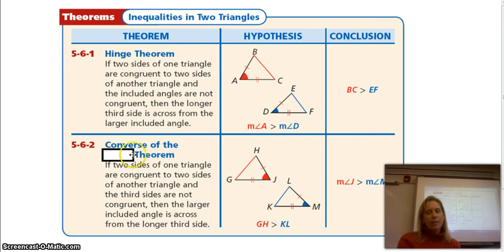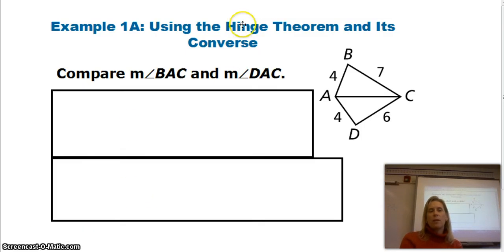Okay. The converse of the hinge theorem would be if we know that the opposite side of a triangle that is sharing two congruent sides with another triangle is longer, we can say something about the angle between those two sides. Or the way they say it here is if two sides of one triangle are congruent to two sides of another, and the third sides are not congruent, then the larger included angle is across from the longer third side. You get it? Okay?